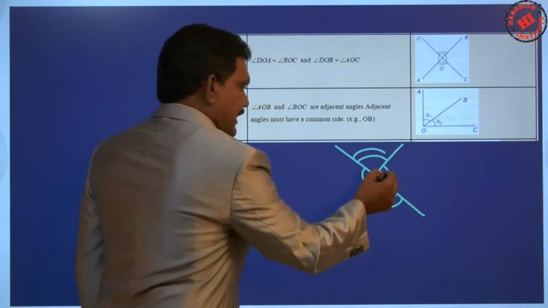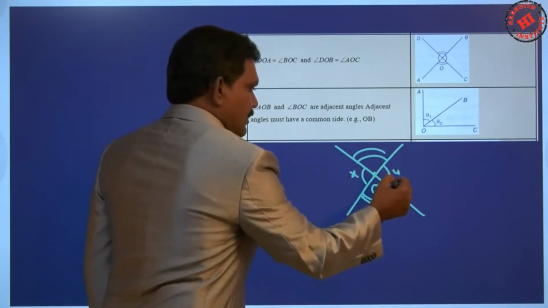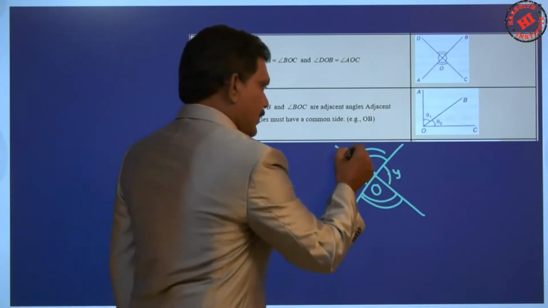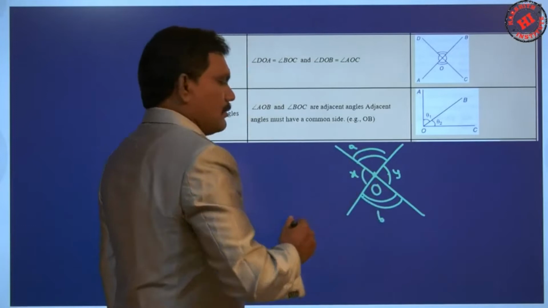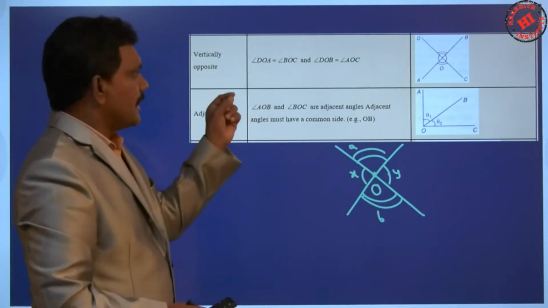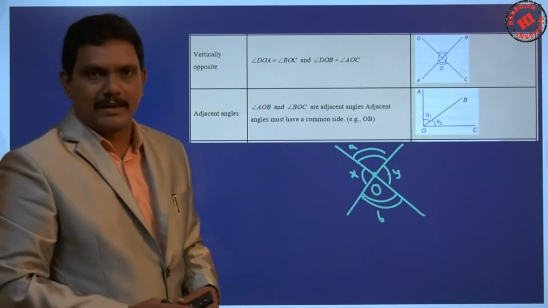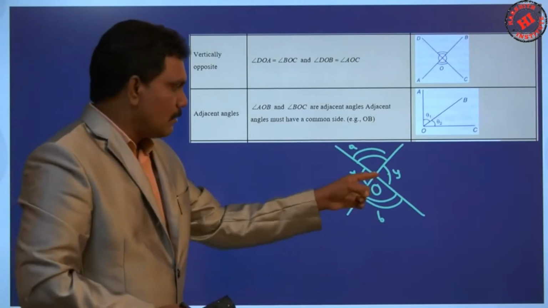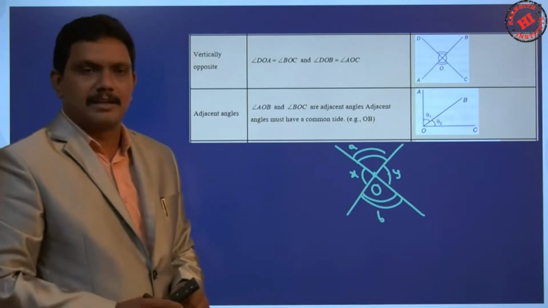This pair, X and Y, are called vertically opposite angles, and similarly A and B are called vertically opposite angles. Moreover, students, when two lines intersect, vertically opposite angles are equal.